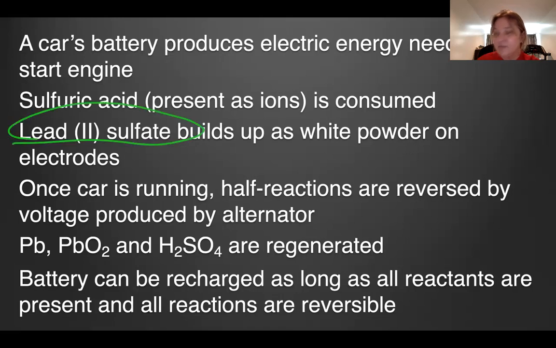Once you have the lead sulfate, when you have that white powder building up on the electrodes, that means that the lead sulfate is being taken out of that electrolytic cell, and after a while you don't have enough reactants left to keep the process going. So the car battery produces the energy that's needed to start the engine. That's why if you leave the car lights on overnight, it drains the battery, because once the engine is started, then you go to combustion when you're burning the gasoline, and then that energy is used to recharge the battery.